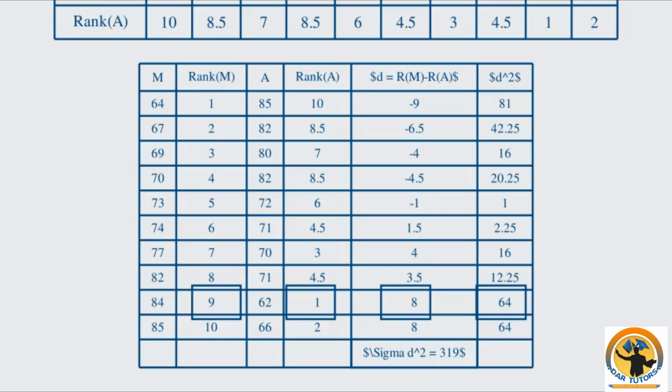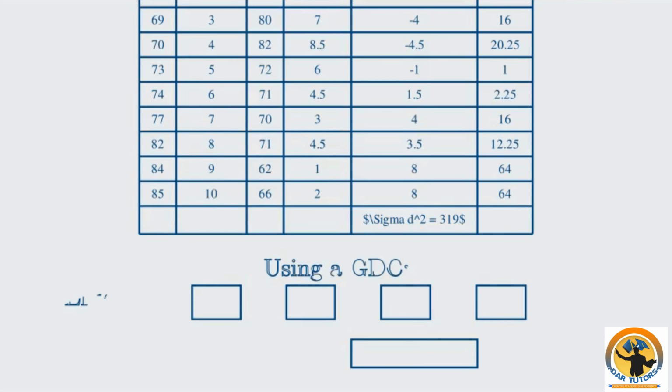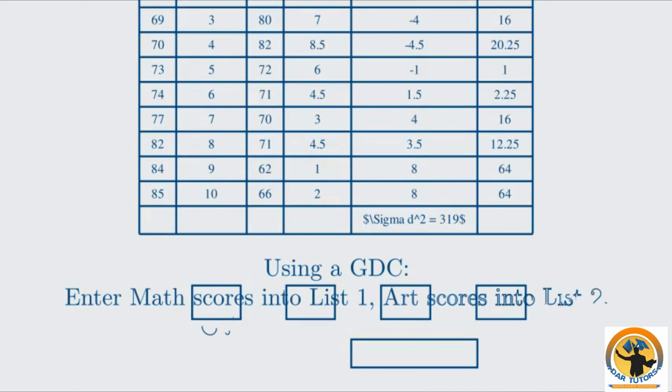For IB, it's safer to use your GDC. Let's use the GDC to calculate Spearman's rho directly. If you input the math and art scores into your calculator and compute the Spearman's rank correlation coefficient, you will get a value of approximately negative 0.707. The coefficient of -0.707 indicates a strong negative monotonic relationship.